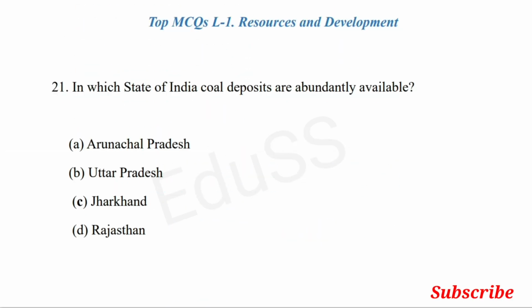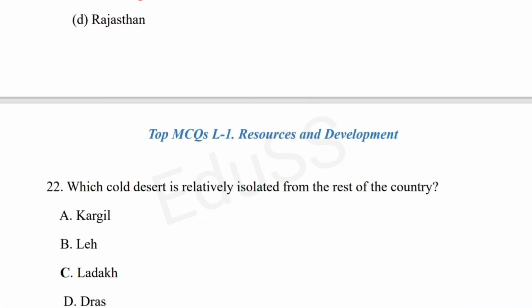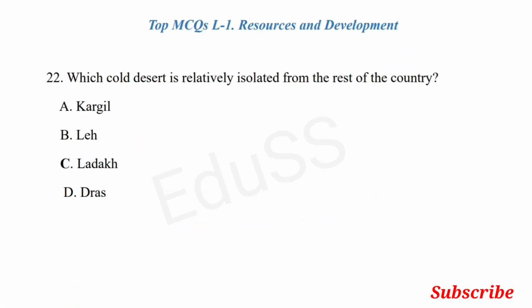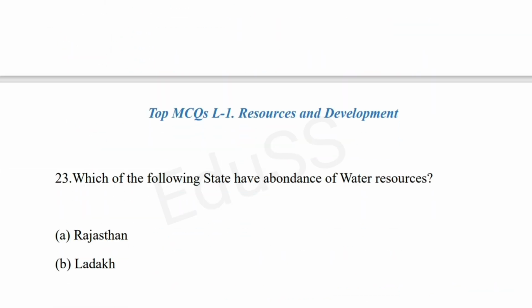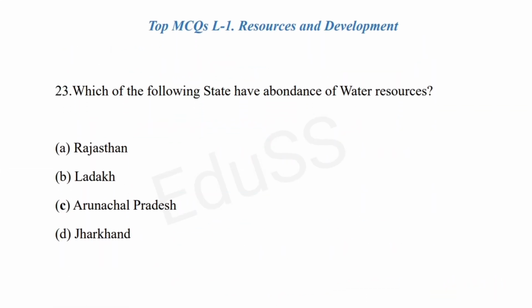Next. In which state of India are coal deposits abundantly available? The correct option is Jharkhand. Next. Which cold desert is relatively isolated from the rest of the country? The answer is Ladakh. Next. Which of the following states has an abundance of water resources? The correct option is Arunachal Pradesh.